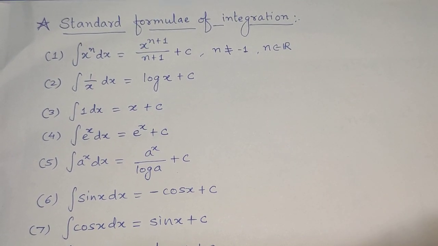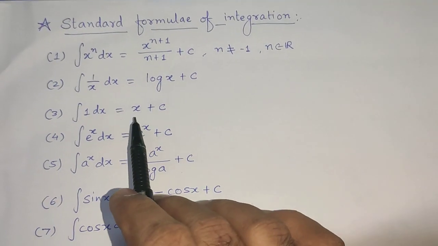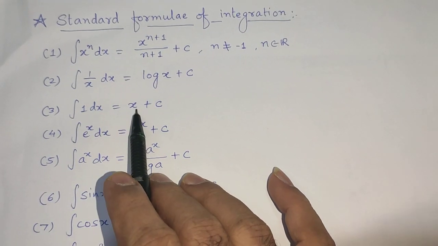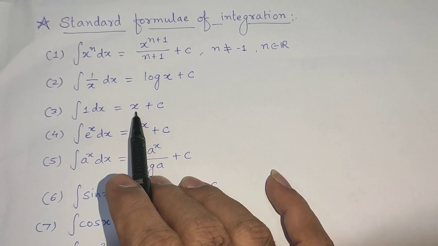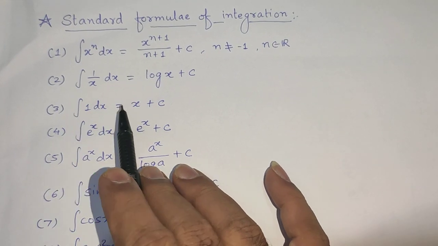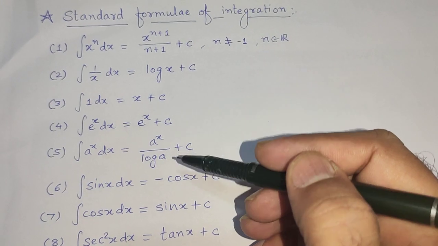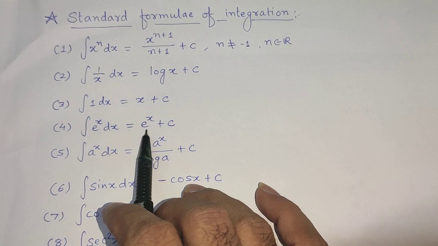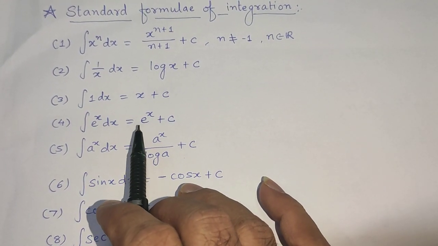What does it mean? It means if we know the derivative of x, consider this third formula. If we know the derivative of x, recall the derivative of x is 1. So its integration is x. So on the right hand side, whatever may be the formulas, their derivative is on the left hand side. If you remember, the derivative of e raised to x was e raised to x. So the integration of e raised to x will be e raised to x.